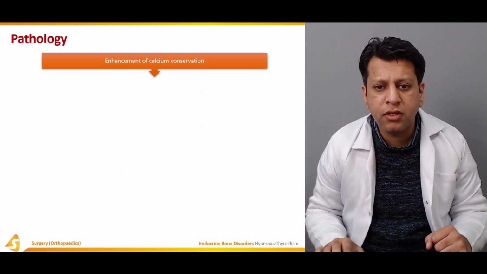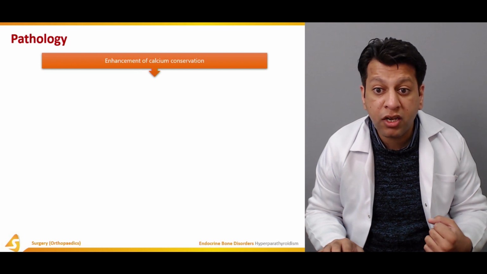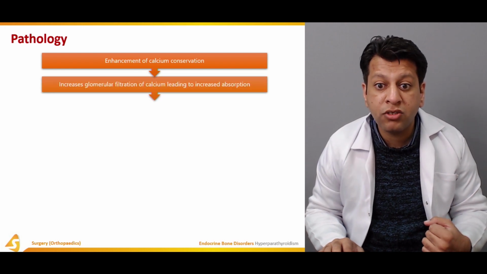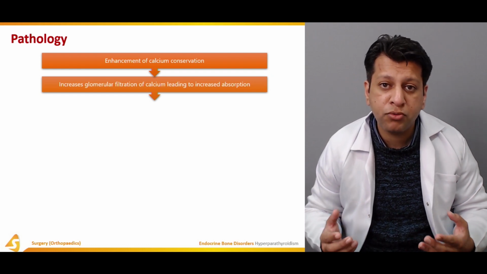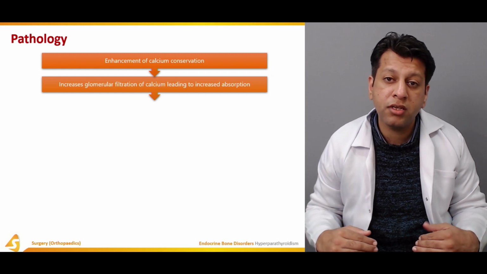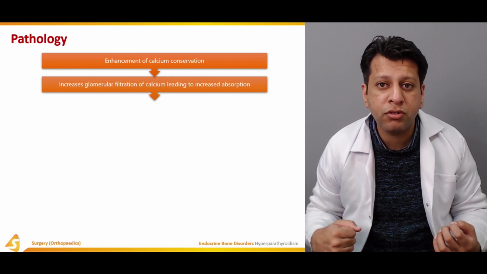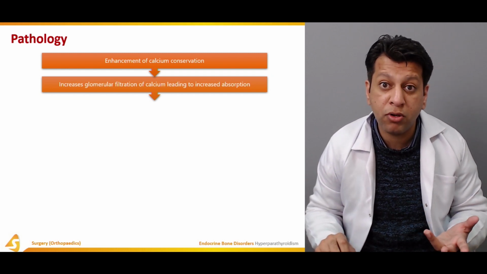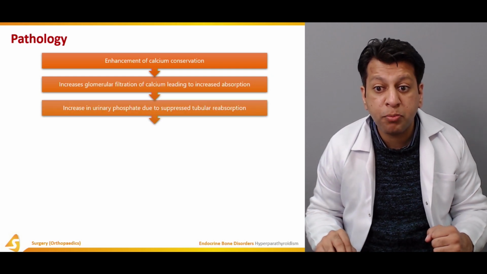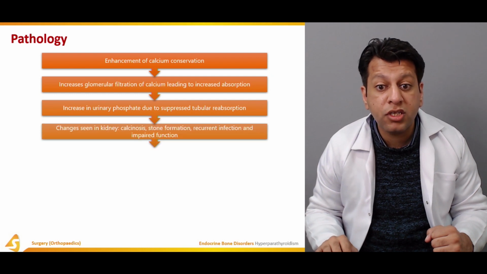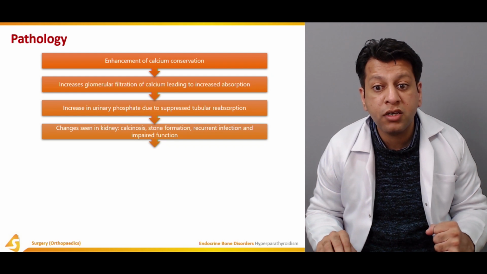Now, what happens once the PTH is released in the blood? It causes enhancement of calcium conservation. This is increased glomerular filtration of calcium, leading to increased absorption. Although absorption from the kidney is increased, this may still result in hypercalciuria, in that a lot of calcium may still be lost into the urine, because the kidneys may be not good enough or may be defective. There is an increase in urinary phosphate due to suppressed tubular resorption. Changes seen in the kidney include calcinosis, stone formation, recurrent infection, and impaired function.